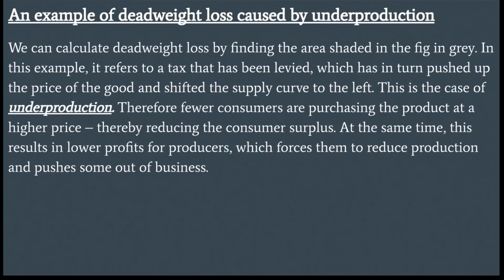An example of deadweight loss caused by underproduction. You can calculate deadweight loss by finding the area shaded in the figure in gray. In this example, it refers to a tax that has been levied, which in turn pushed up the price of the good and shifted the supply curve to the left. This is the case of underproduction. Therefore, fewer consumers are purchasing the product at a higher price, thereby reducing the consumer surplus. At the same time, this results in lower profits for producers, which forces them to reduce production and pushes them out of business.